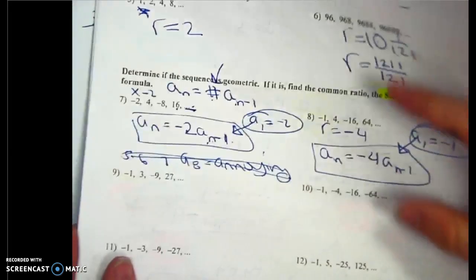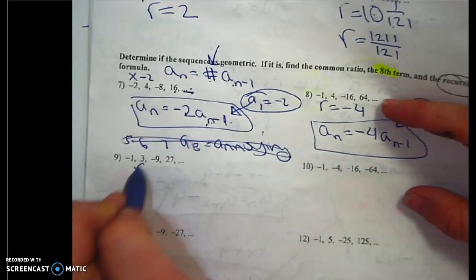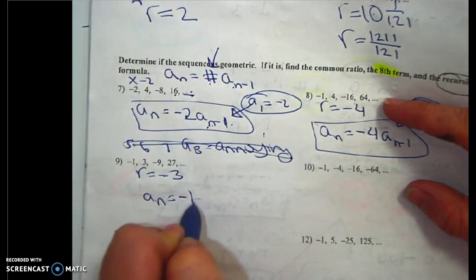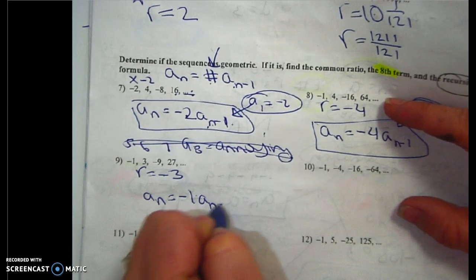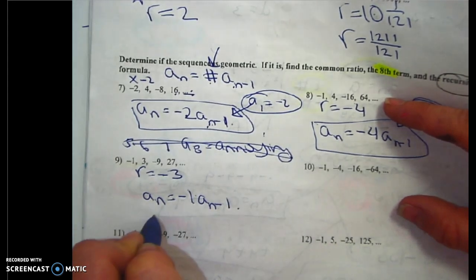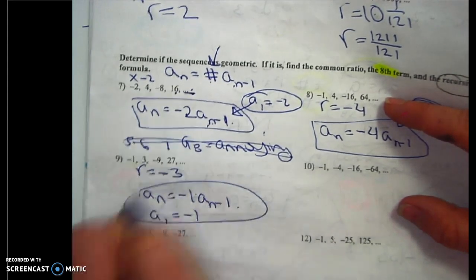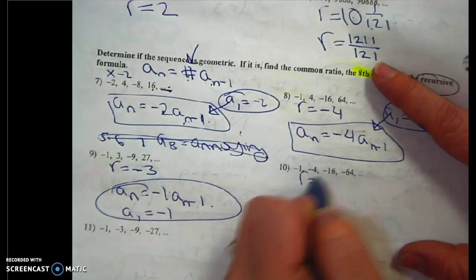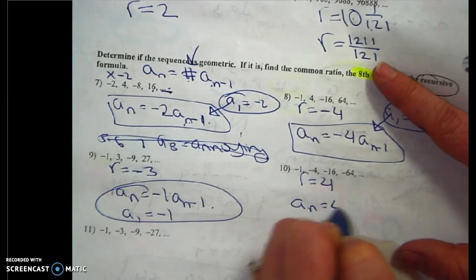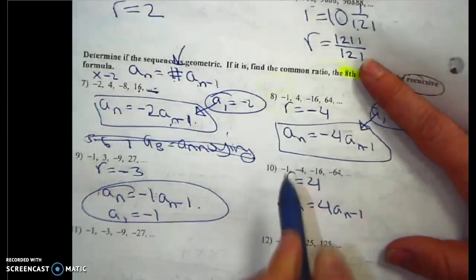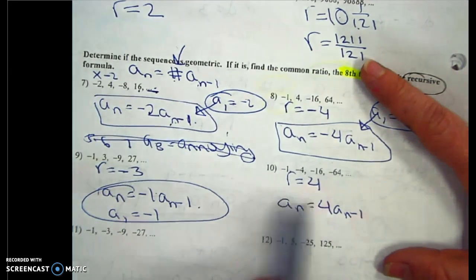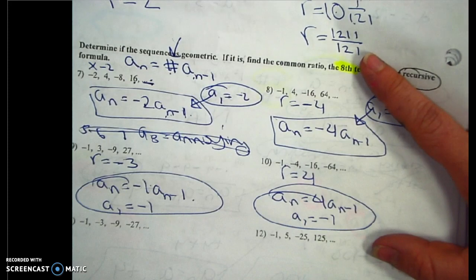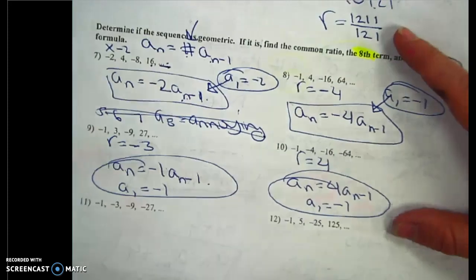So let me do one completely correct so I won't mess up. R equals -3. A sub n equals -1 times a sub n minus 1. And a sub 1 equals -1. That's a complete perfect answer. These stayed negative. R equals 4. A sub n equals 4 times a sub n minus 1. I have to multiply the previous guy by 4, and then I get the right answer. A sub 1 equals -1. And these are pretty similar. So I think you get it.